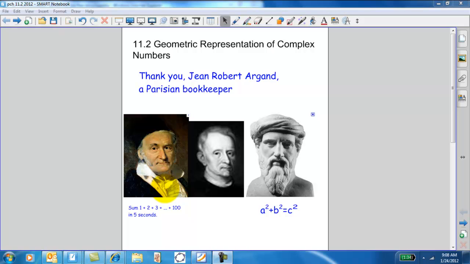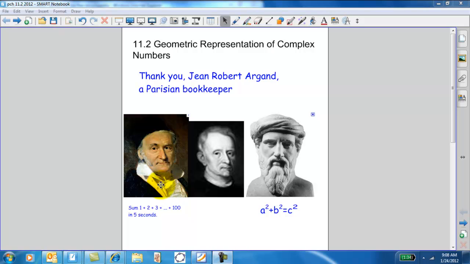Calc Honors students, here we are at 11.2, Geometric Representation of Complex Numbers. First, a little math history. Thank you, Jean-Robert Argand, a Parisian bookkeeper, who will give us the Argand diagrams we're about to talk about for complex numbers. Which one is he?